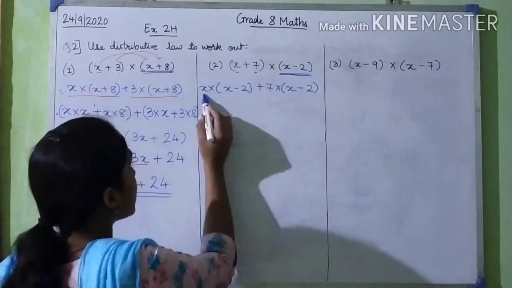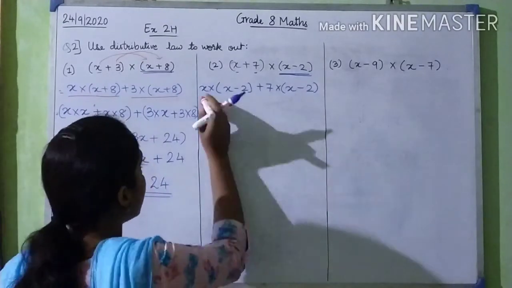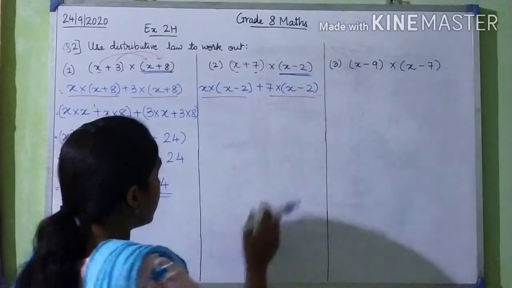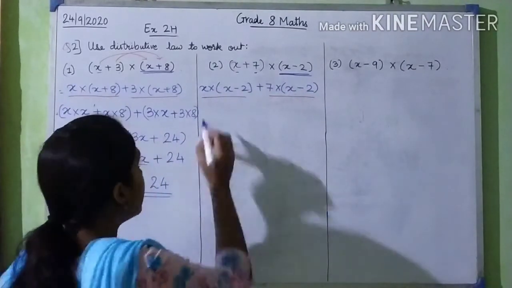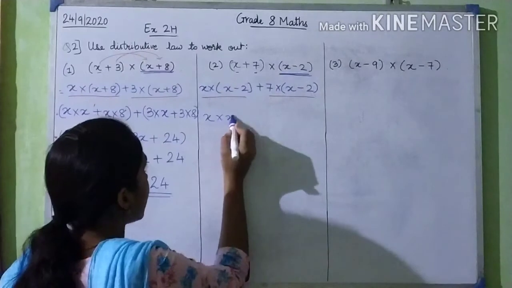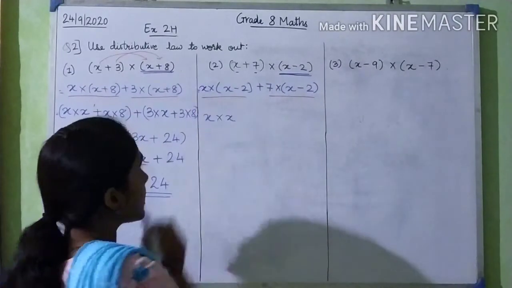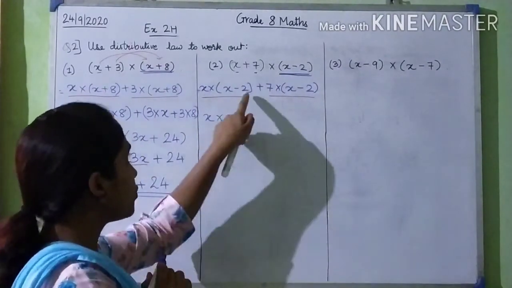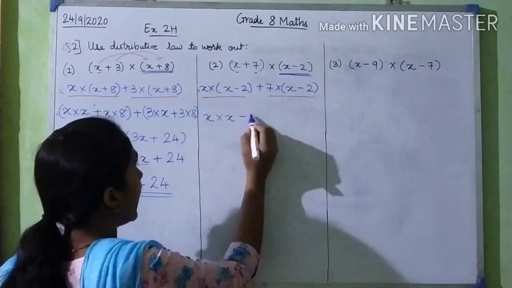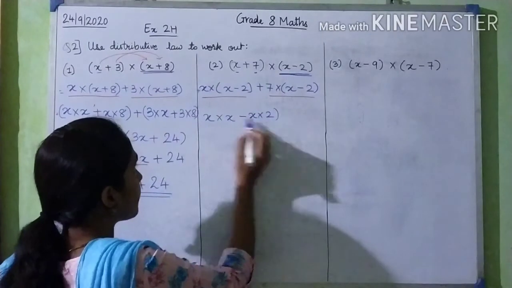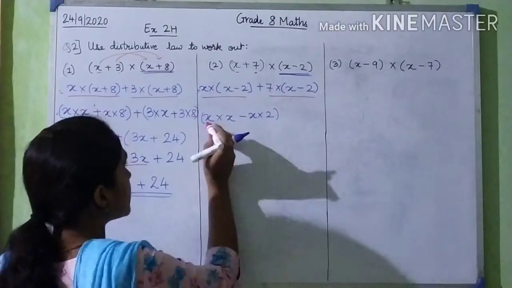Now this is our first part and this is our second part. Here x will get multiplied to each term inside. So I will multiply x by x. Here this x is plus and this 2 is minus, so plus into minus will become minus x multiplied by 2. This is our first part.